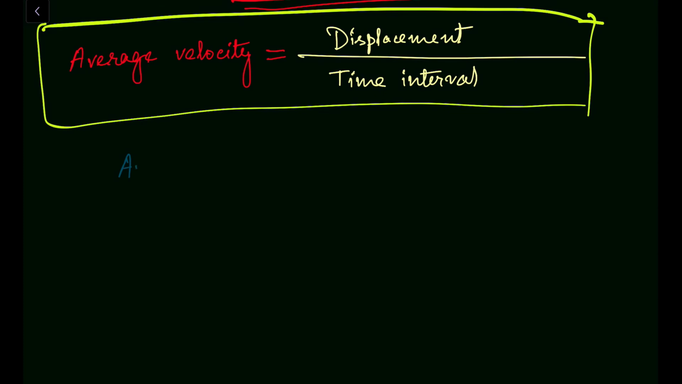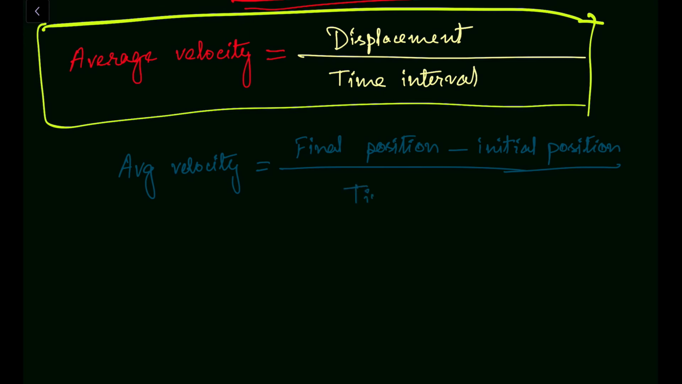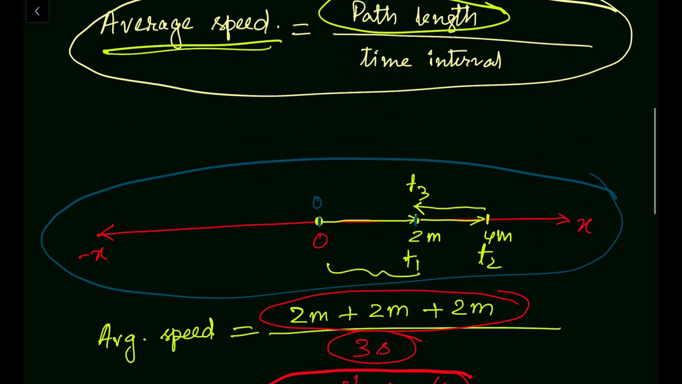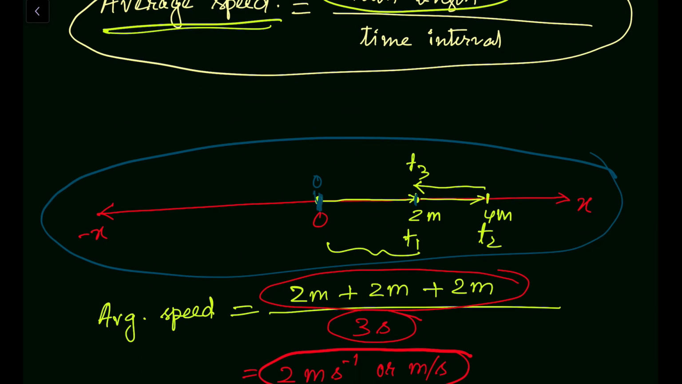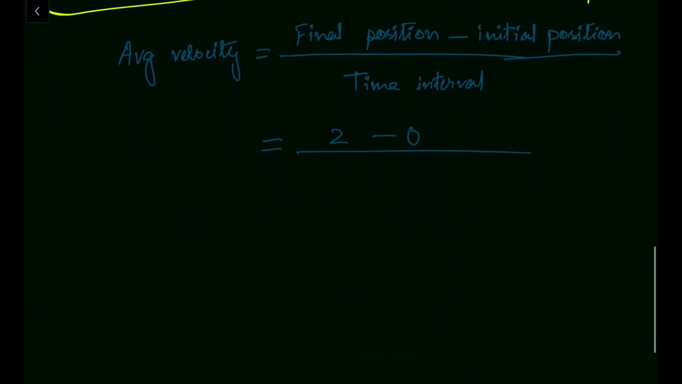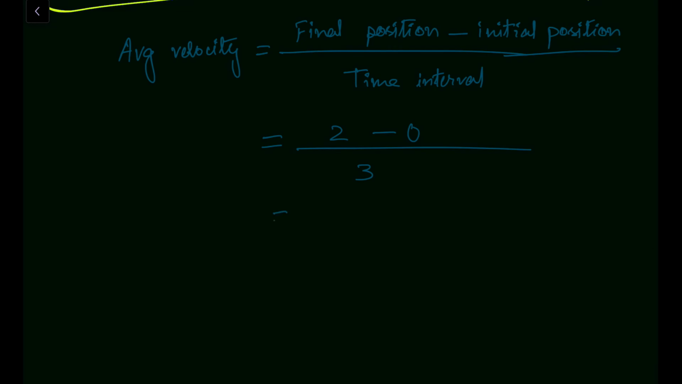So the average velocity will be equal to displacement, meaning final position minus initial position, divided by the time interval. The time interval is the same as in the speed case. The final position is at 2 meters, and the initial position was at 0, here at this point. So 2 minus 0 divided by the time interval, which is 3 seconds. So we have 2 by 3 meter per second.